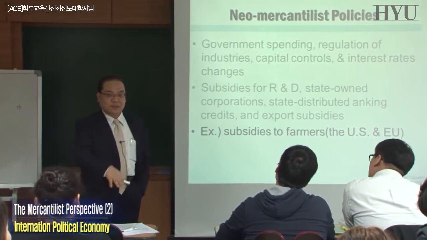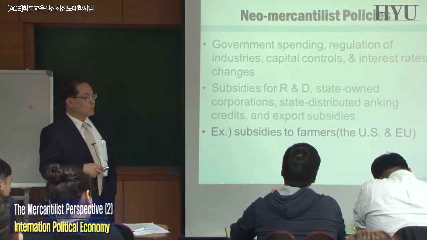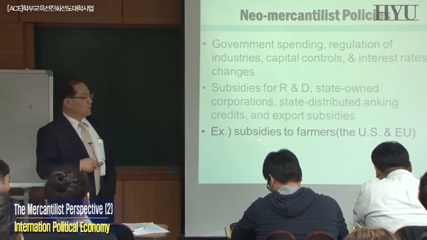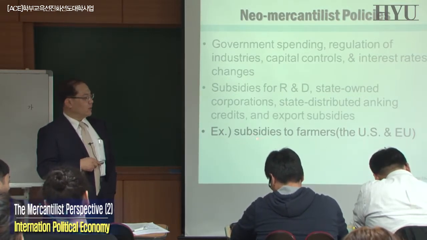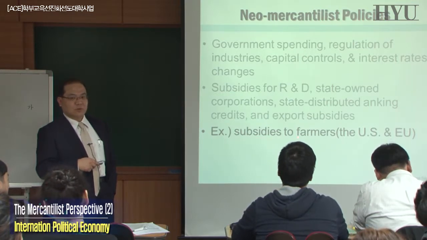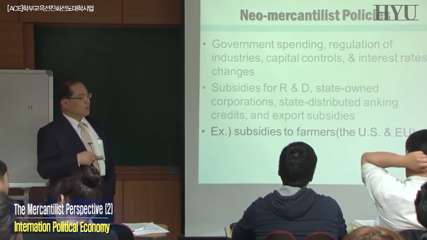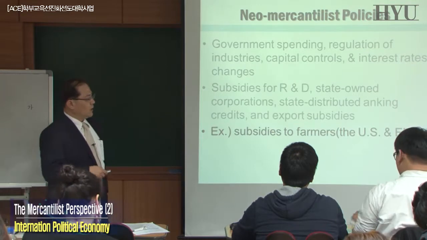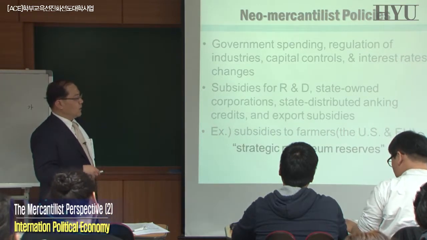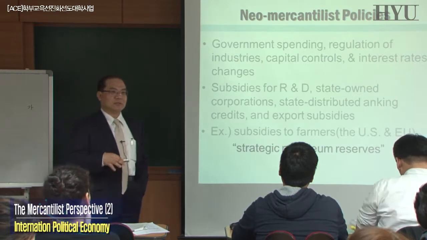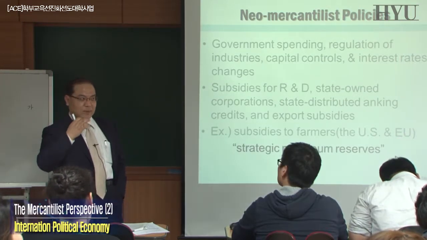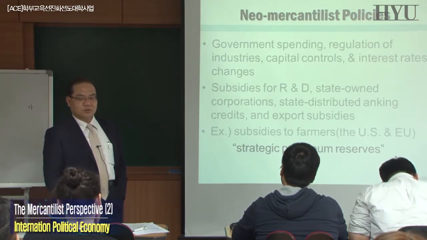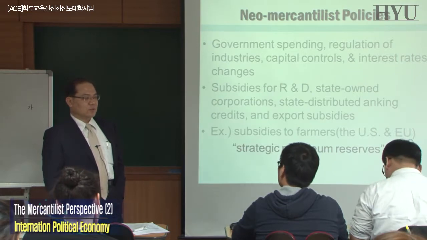Good examples. I think this textbook takes the example of the US and EU, right? The EU and America extend subsidies to farmers. These are examples of neo-mercantilism, right? The US and EU. And it's interesting, if you read this textbook, it talks in many places about petroleum industries, resource industries as part of mercantilist policy.